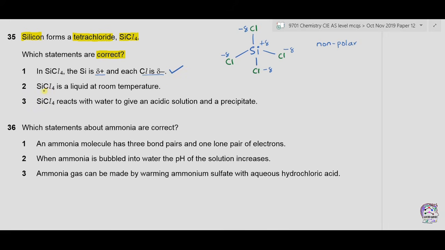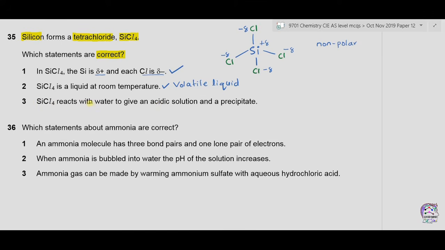In option 2, it says silicon chloride is a liquid at room temperature. Now, silicon chloride is a volatile liquid, as only van der Waals forces of attraction are present between SiCl4 molecules, so option 2 is also correct.